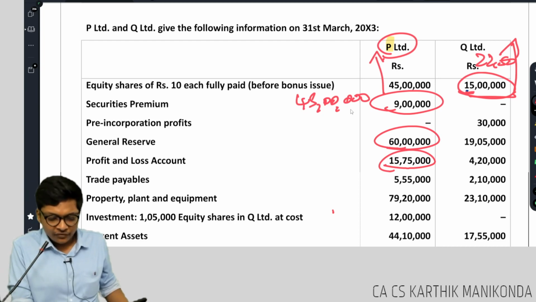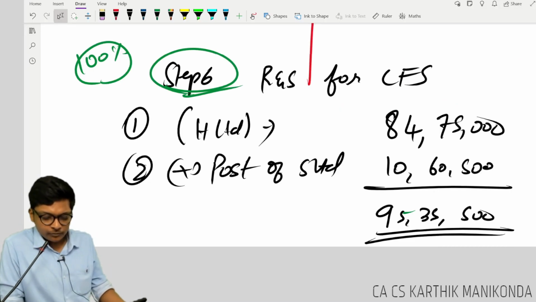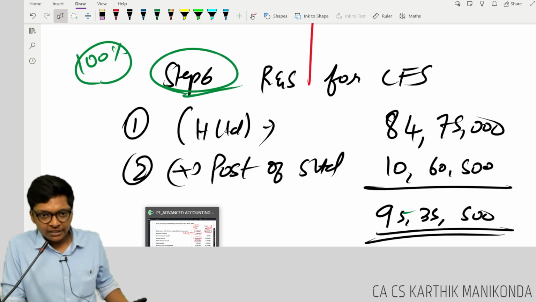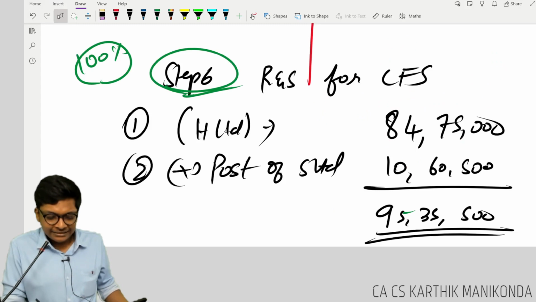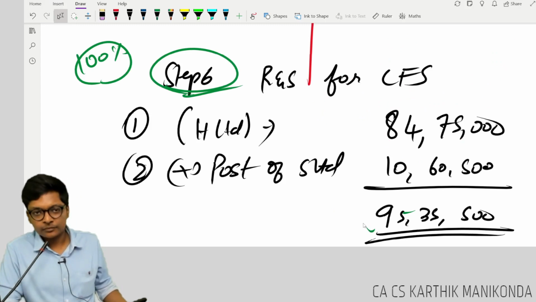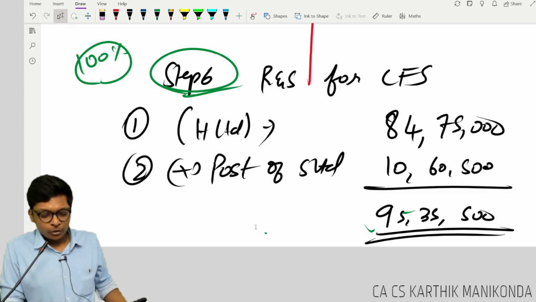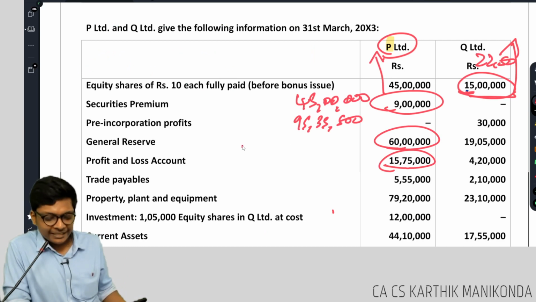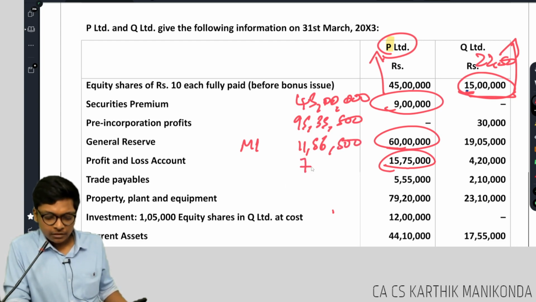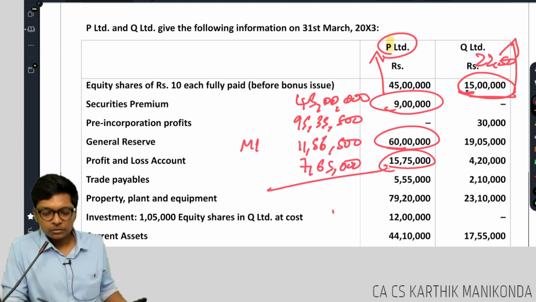So add, first the 45 lakhs. Reserves how much, guys? 95 lakh, 35,500. Is this correct? Okay, we leave it, 95 lakh, 35,500. Next, the minority is how much, guys? 11 lakh, 56,500. Trade payables, 7 lakh, 65. Liability is done now.